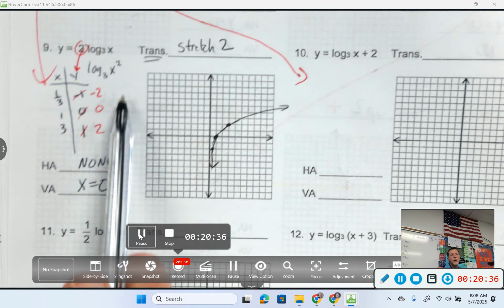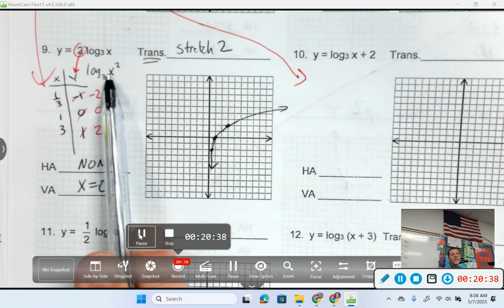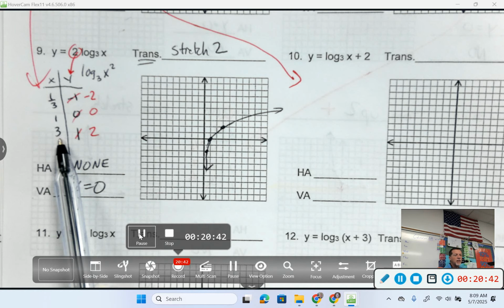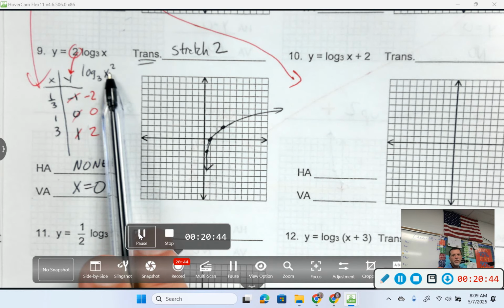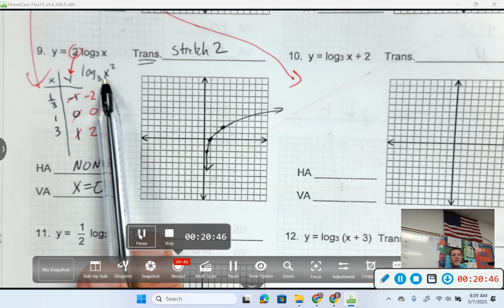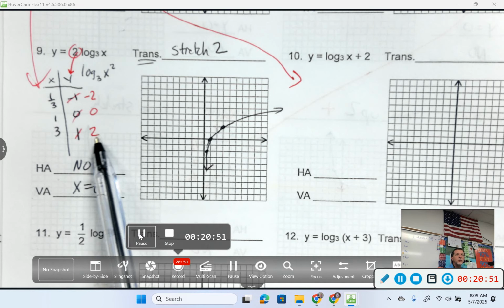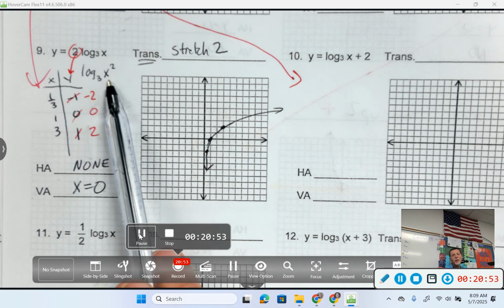I'm still intrigued by Nicole's suggestion right here. It works, right? If you plug in 3, log base 3 of 3 squared, that's log base 3 of 9. Well, 3 squared is 9, so you get 2. So I think that's the long way around, but it's still accurate. It worked.